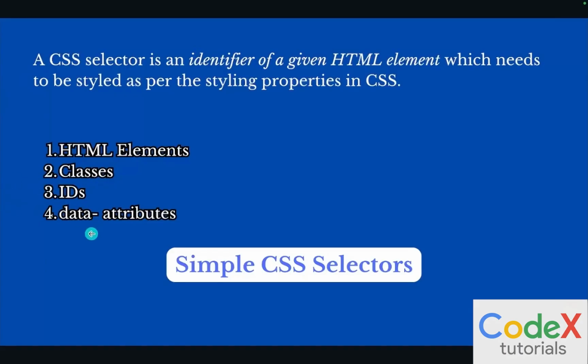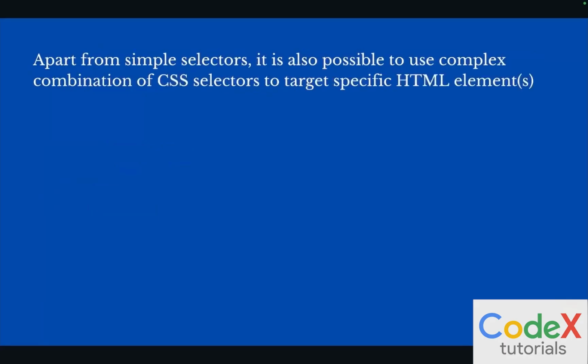And finally, we have the data hyphen attributes, which are used to select all those elements for which we have specified a custom data attribute property. We already know about all of these attributes in the HTML video. So these are all simple CSS selectors which you can use to style things in CSS.